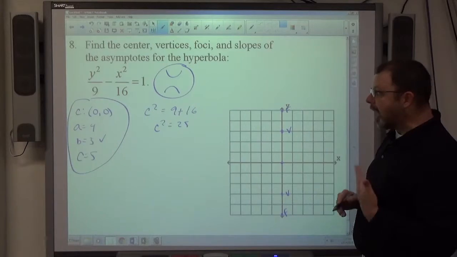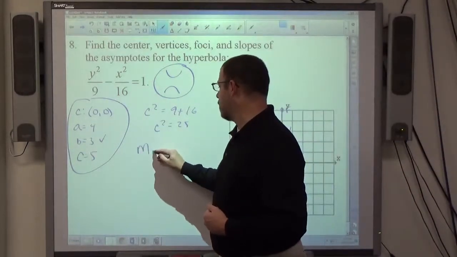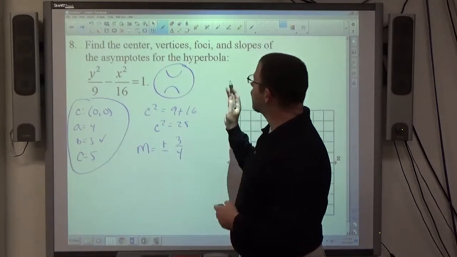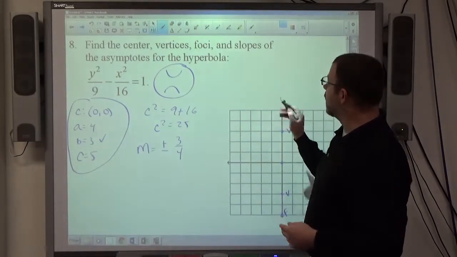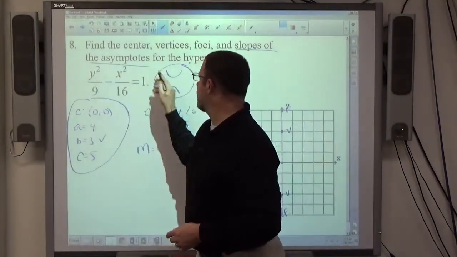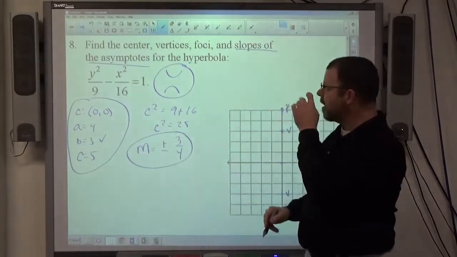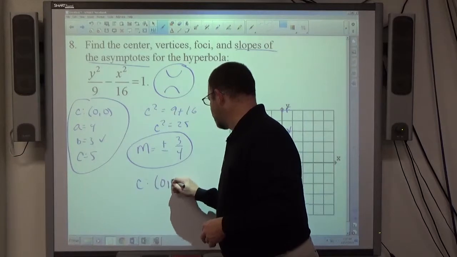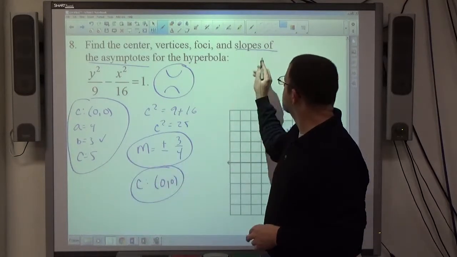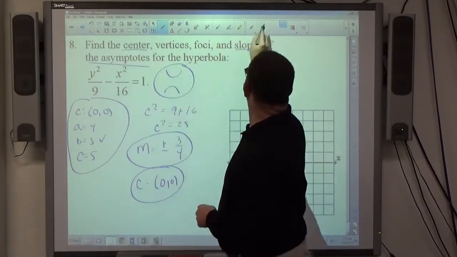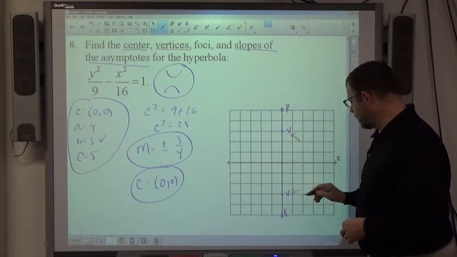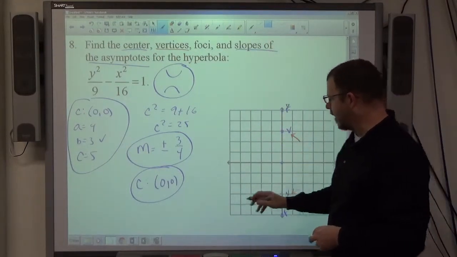And my asymptotes, slopes of asymptotes, are going to be plus or minus b over a. So as far as doing a little checklist, what we need to know, slopes of asymptotes, got it. The center, 0, 0, got it. Okay, as far as vertices are concerned, I just identify the coordinates at this point and this point, which are going to be 0, 3, and 0, negative 3.